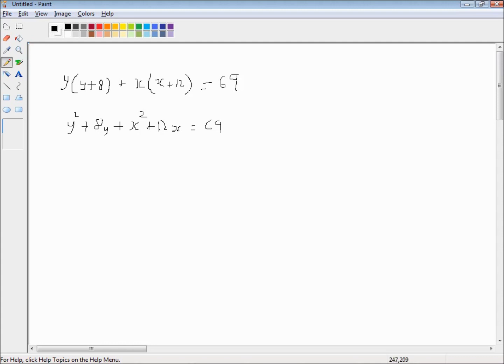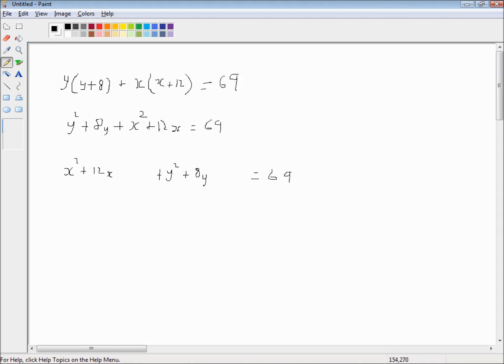Okay, so now we can leave some spaces and complete the square. So I'll actually take the x terms first. So we've got x squared plus 12x. I'm going to leave a space, and then I'm going to add y squared plus 8y. And I'm going to leave a space, and that's equal to 69.